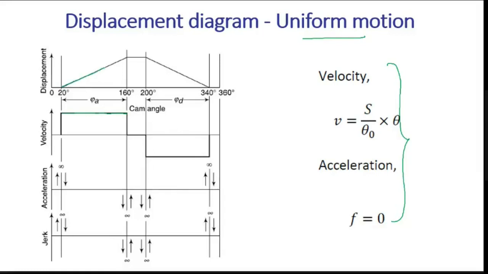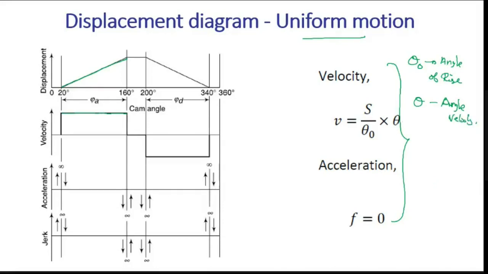Sir, what is theta naught and theta? Theta naught is the angle of outstroke or rise. Theta is omega, something angular velocity. That is theta.